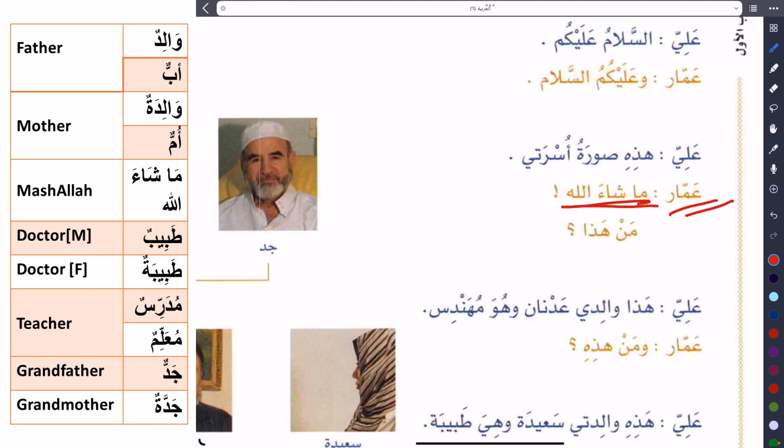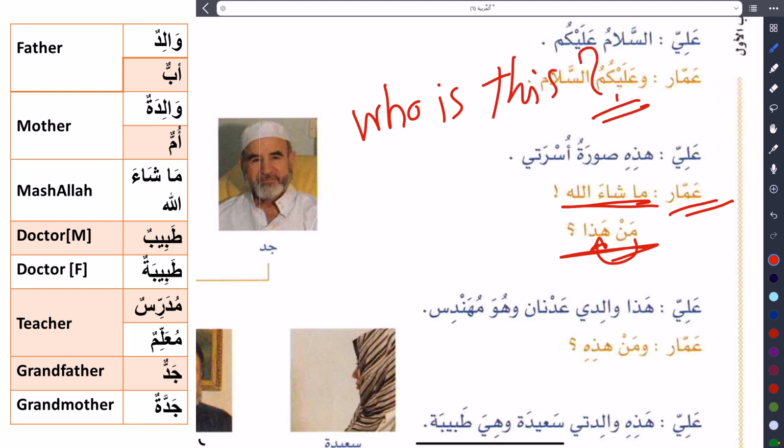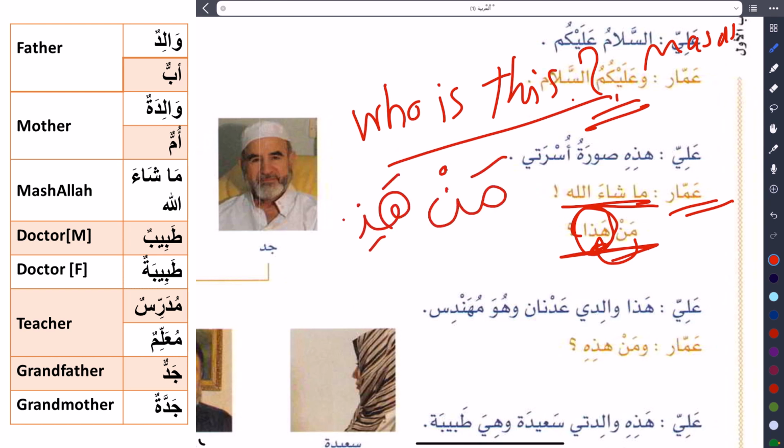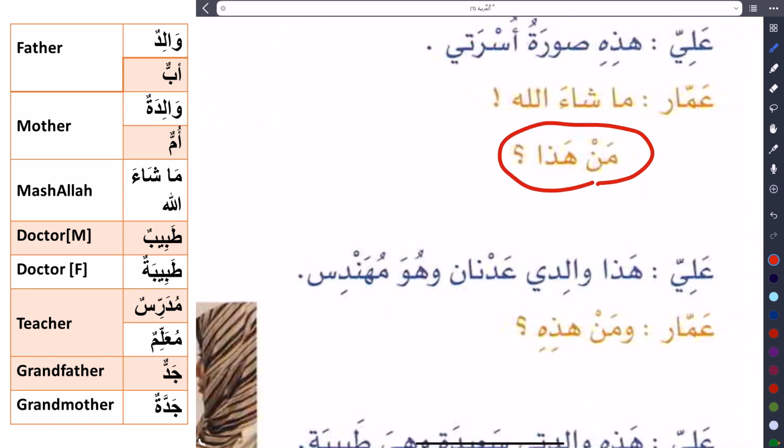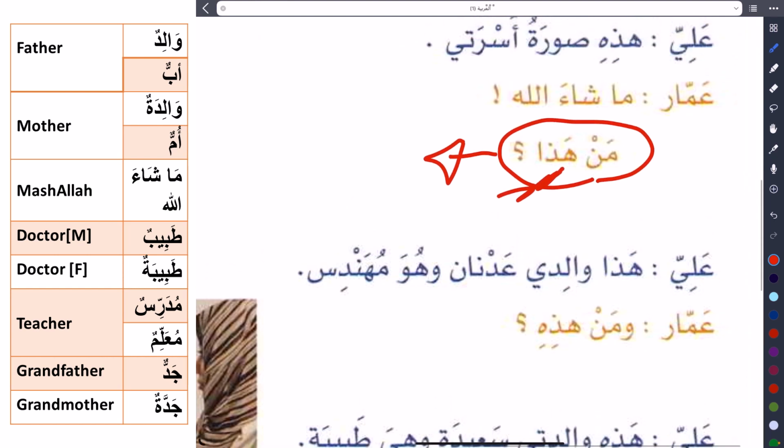So Ali said هذه صورة أسرتي. So Ammar says ما شاء الله, then he says من هذا, who is this, for masculine, because هذا we use it for masculine. So how to say who is this for feminine? I think it's easy. Who is man, and هذه. من هذه, who is this for feminine. So who is this for masculine? من هذا. Who is this for feminine? من هذه. And in this sentence, he is talking about something masculine. من هذا, who is this?